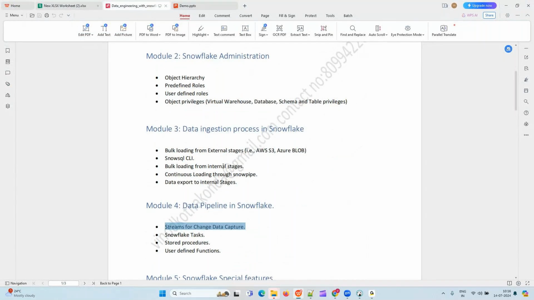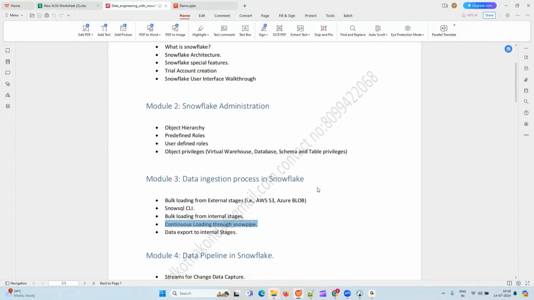I have seen Snowpipe for bulk loading. Suppose if I want to load 3 terabyte or 4 terabyte of data, Snowpipe will not work in that case. Exactly, it is for incremental loading. We'll discuss all those things.